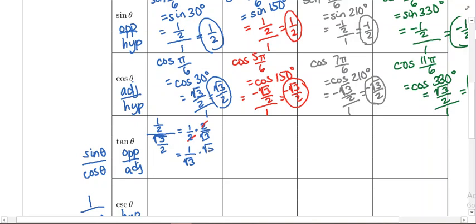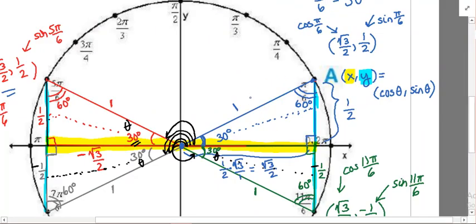Rationalize it. You're going to get that the tangent of pi over 6, or the tangent of 30 degrees, is the square root of 3 over 3. If you went back to the unit circle and looked at this triangle for 30 degrees, and computed the tangent as the opposite over the adjacent, you would get the same thing, because the opposite side would be 1/2 over the adjacent, which is the square root of 3 over 2. So it's all making sense.